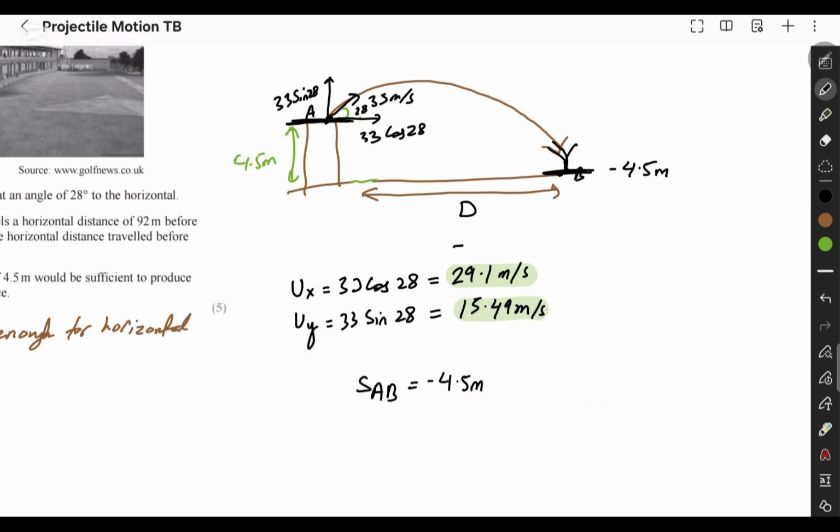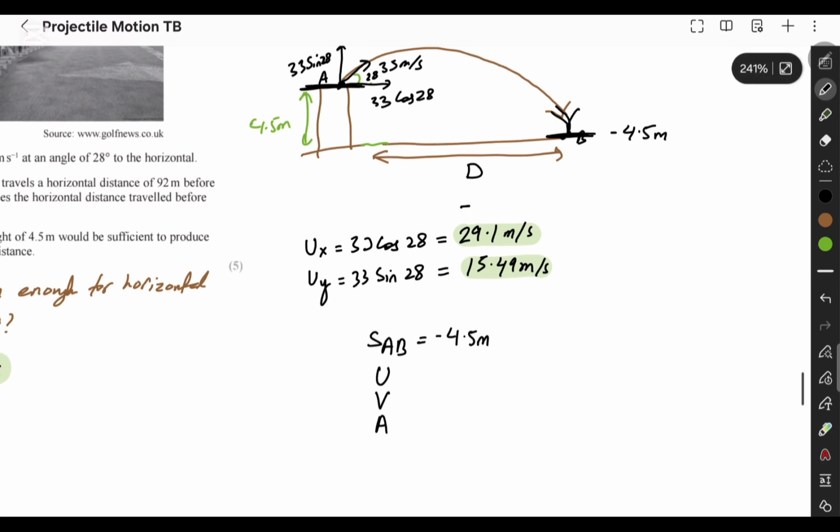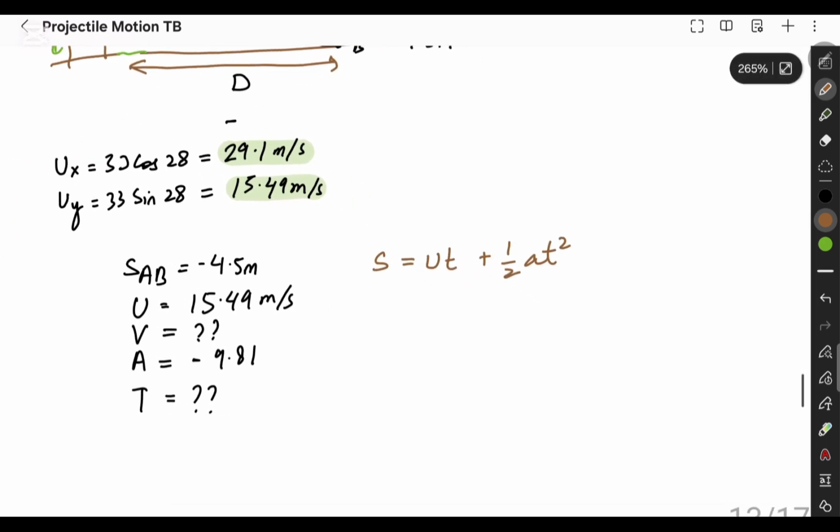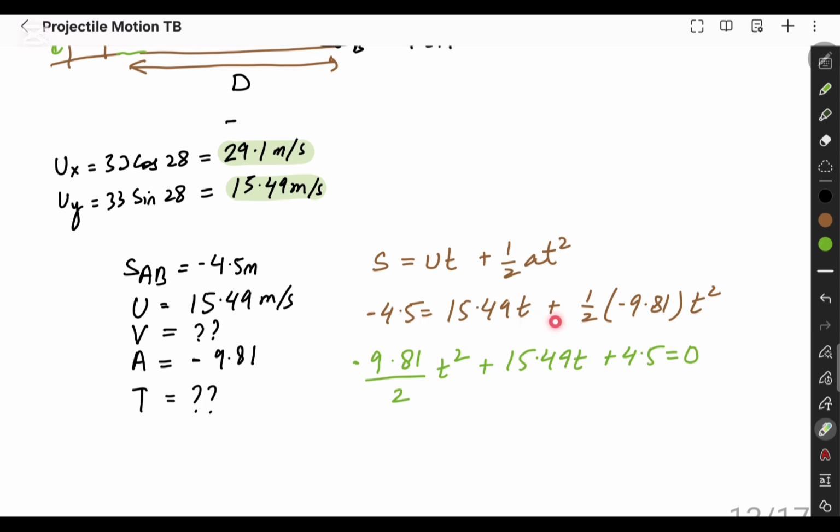Now we do our SUVAT, S, U, V, A, and T. U is going to be 15.49 meters per second. V, we do not know. Acceleration is going to be minus 9.81. And time, I want to find out. So we can use the equation S equals UT plus half AT squared. So let me plug in the stuff now. When you plug in the values, you're going to end up with a quadratic. You can plug it in the calculator and get the two values of T.